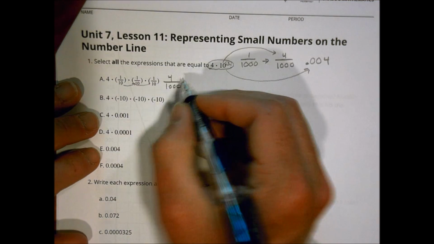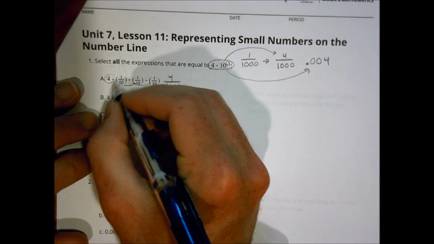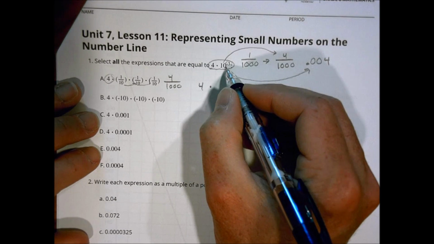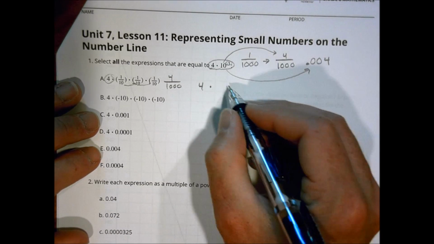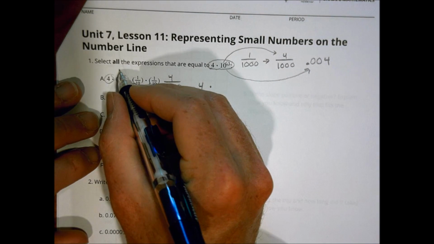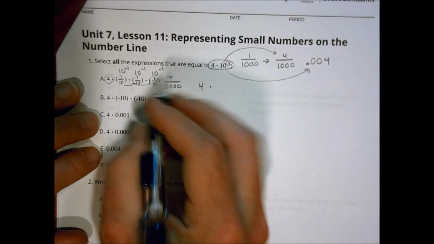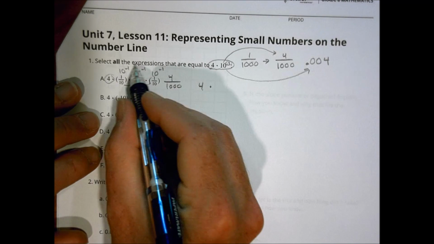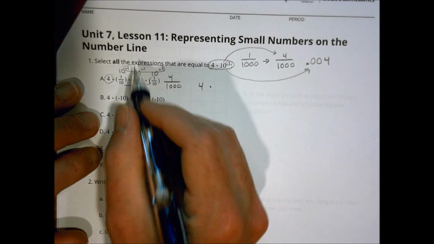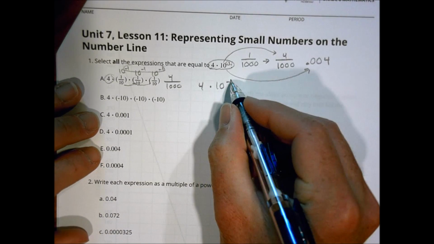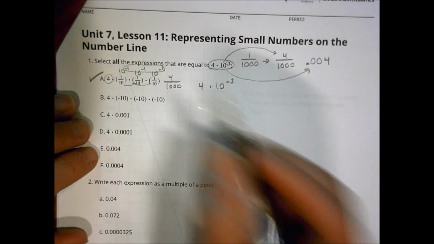I could also look at it as this is 4, which is just there, and then 10 to the negative third. 10 to the negative third is the same as 10 to the negative 1, 10 to the negative 1, and 10 to the negative 1. Because the bases are the same, I can combine those, and negative 1 plus negative 1 plus negative 1 equals negative 3. So this one's going to be good.